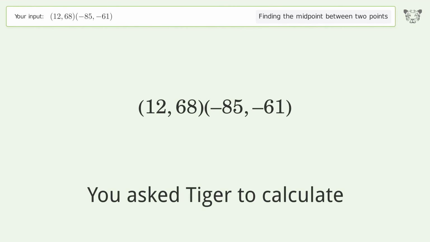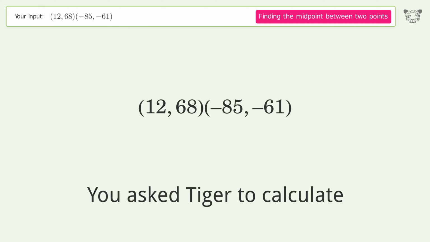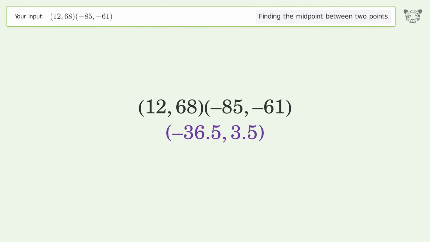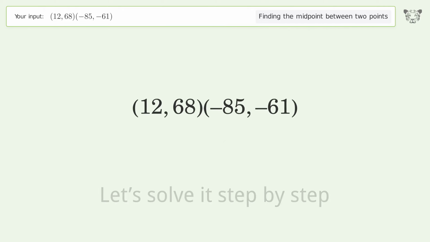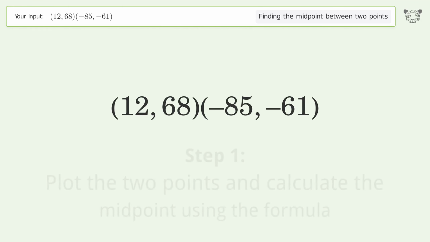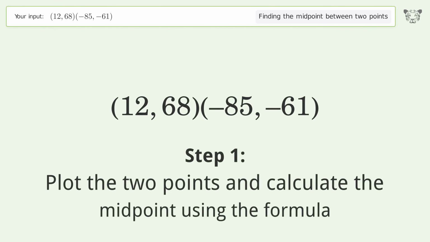You ask Tiger to calculate. This deals with finding the midpoint between 2 points. The midpoint between the 2 points is negative 36.5, 3.5. Let's solve it step by step. Plot the 2 points and calculate the midpoint using the formula.